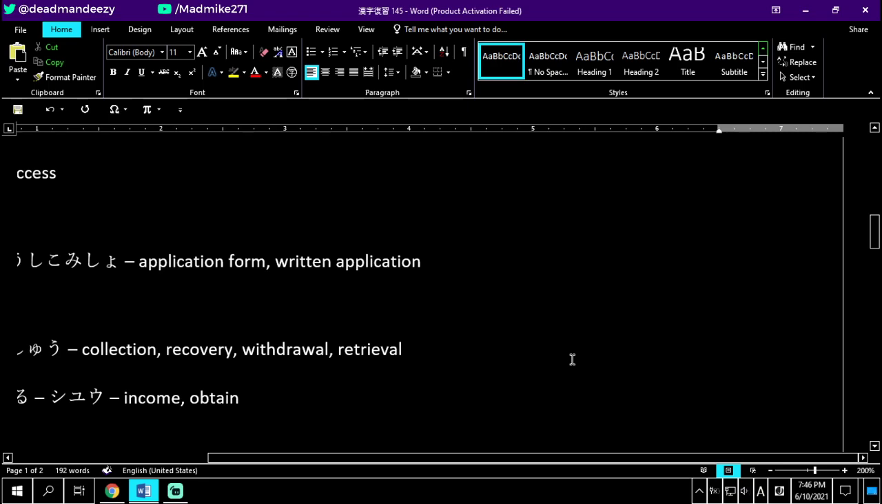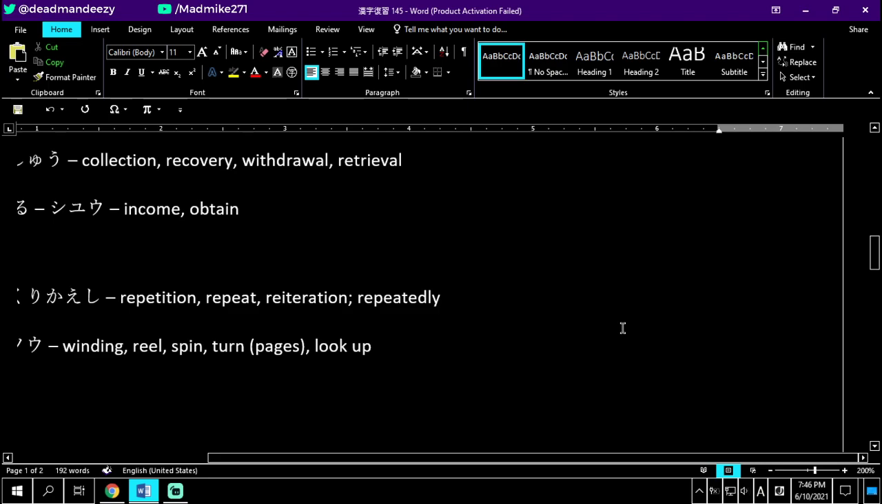A collection, a recovery, a withdrawal, or a retrieval is a kaishu. Kaishu. Beggar, holding his cup to get more. Kaishu.